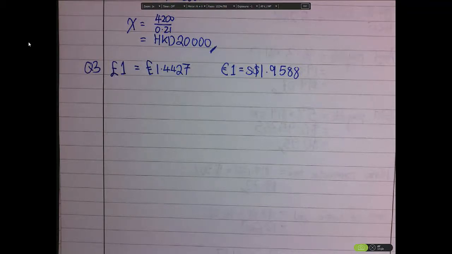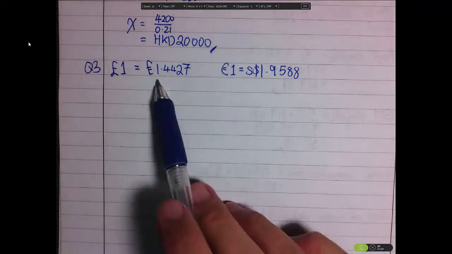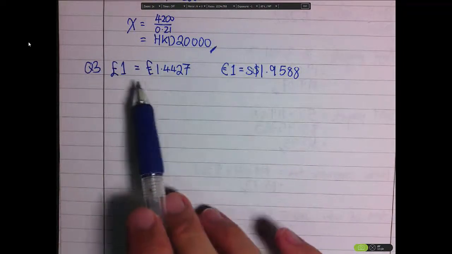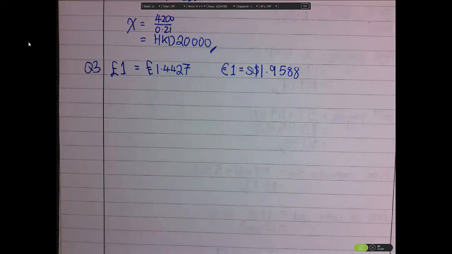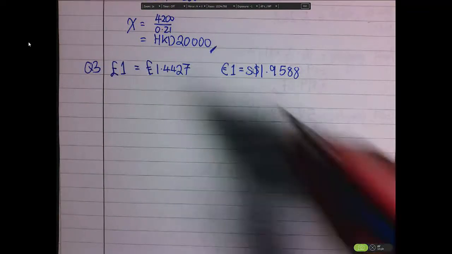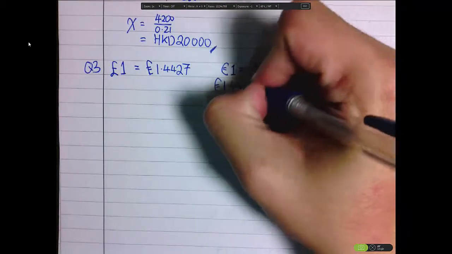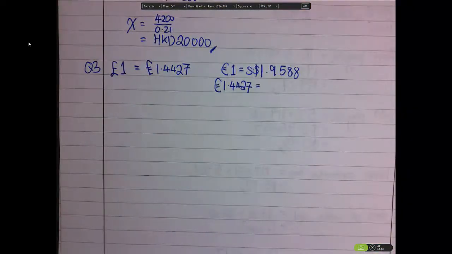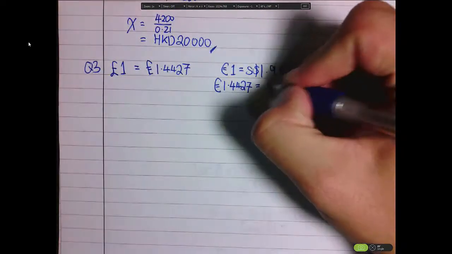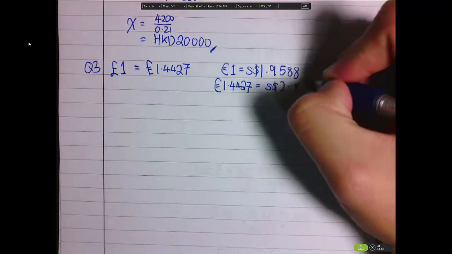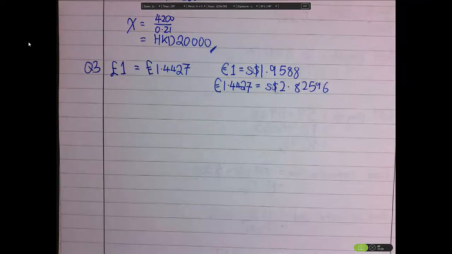Now the question is, calculate the amount in Singapore dollars received in exchange for 1 pound. So basically, the unifying currency in this case is the euro. So 1.4427 euros is equal to 1 pound. What I'm actually hoping to find is how many Singapore dollars 1 pound equals. So I should work on this side first. I'll try to calculate, for 1.4427 euros, how many Singapore dollars do I get? So I take 1.9588 times 1.4427, I get 2.82596.